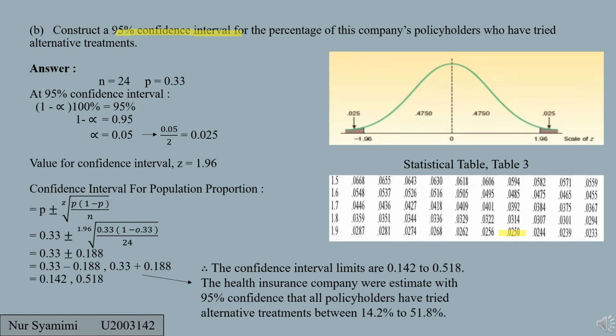To find the value for the confidence interval, we need to look at the statistical table, table 3, and I found 0.025 at 1.96. So the value for Z for the confidence interval is 1.96. To calculate the confidence interval for population proportion, we use this formula.